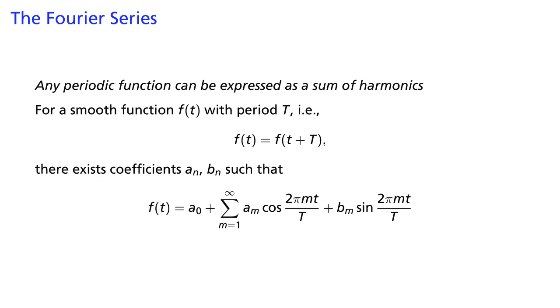So in particular, if you have some smooth function f of t that has a period capital T, that is to say f of t is f of t plus capital T, this means that unless your signal is really crazy, and sound does not count as a really crazy signal, there are some coefficients, the a's and the b's as I've written here, where you can rebuild the waveform by summing up a bunch of sine and cosine functions.